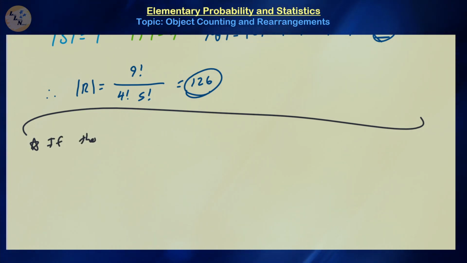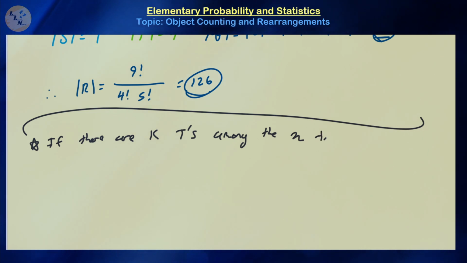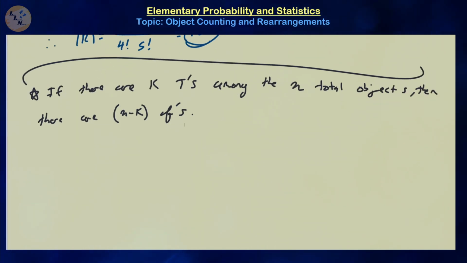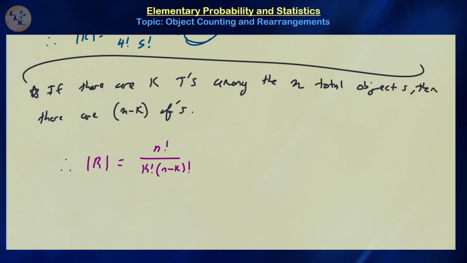If there are k t's among the n total objects, then how many f's are there? If there are k t's and n total objects, then there are n minus k f's. So in the general case, the number of rearrangements of those n objects that are distinguishable from one another is going to be equal to n factorial over k factorial times (n minus k) factorial. Now this is going to have a shorthand notation.